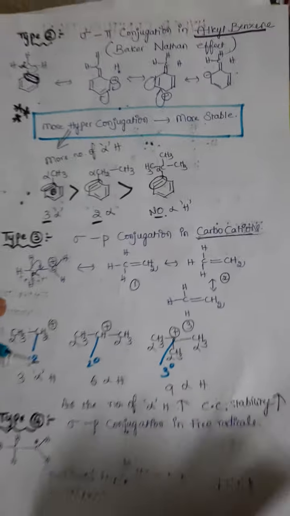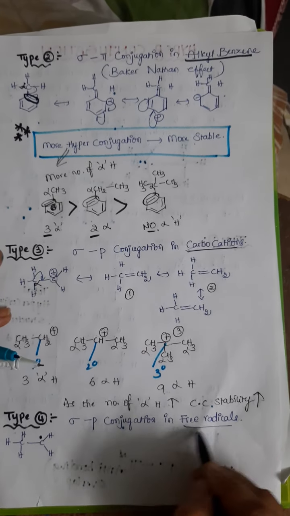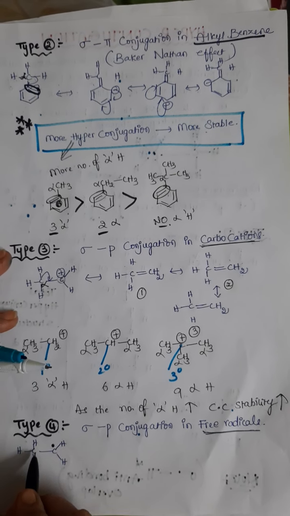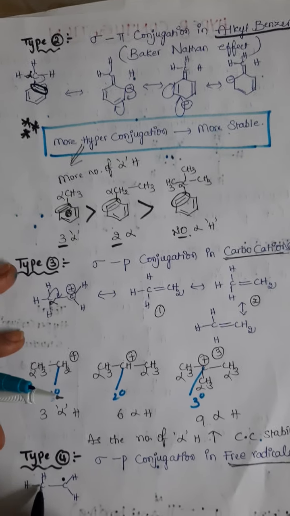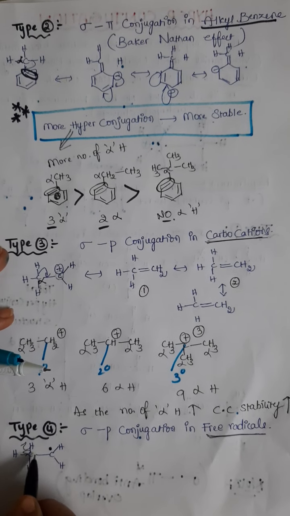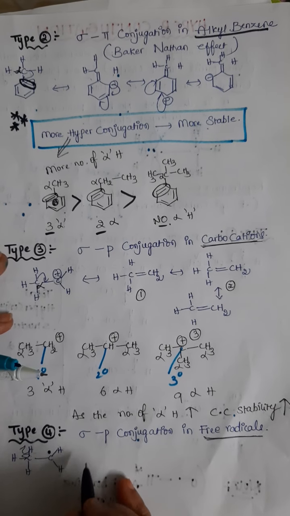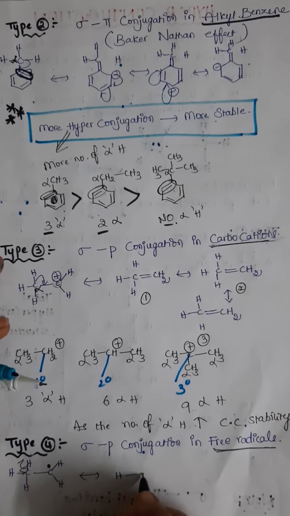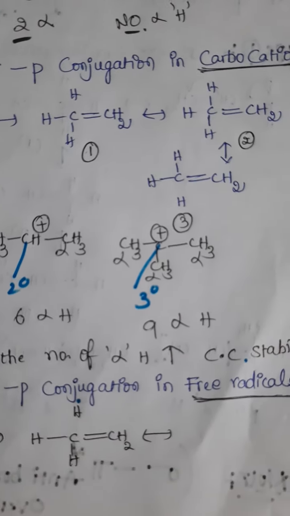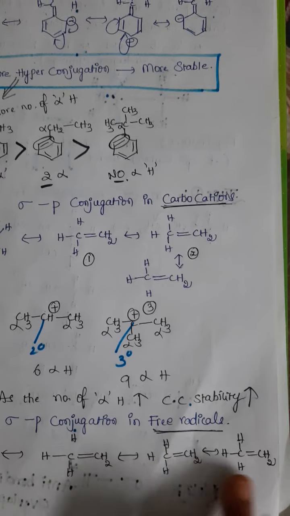Okay, let us see type 4, sigma-p conjugation in free radicals. Just now we have completed carbocations, now it is free radicals. Free radical means you have to go through homolysis, students. Here there is a sigma bond between the carbon and hydrogen. One electron goes to the hydrogen, another electron stays at the carbon. This carbon electron, along with the electron the neighbouring carbon already has, makes a pi bond. So the resulting structure we can write as H, C, H, with a double bond to CH2. Similarly, the second and third hydrogens can also be shifted. Like this, two more structures we are getting.